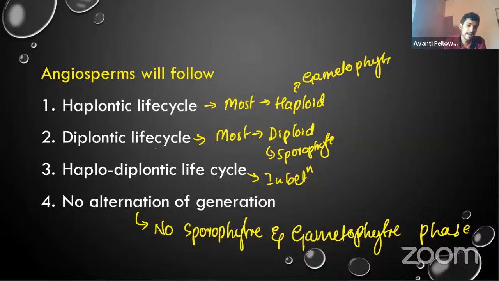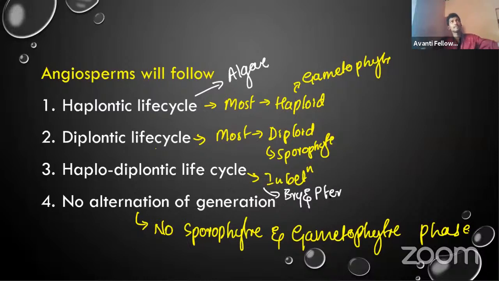And I'll write down here only. Most of the algae will show the haplontic life cycle. That means gametophytic phase. And bryophytes and pteridophytes will show the haplodiplontic life cycle, right? So half of their life will be in the sporophytic phase, half of it will be in the gametophytic phase. Exactly. Correct, Gopika.